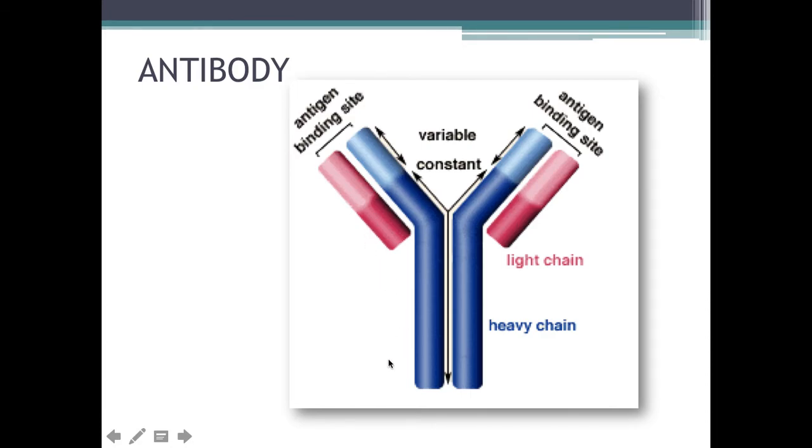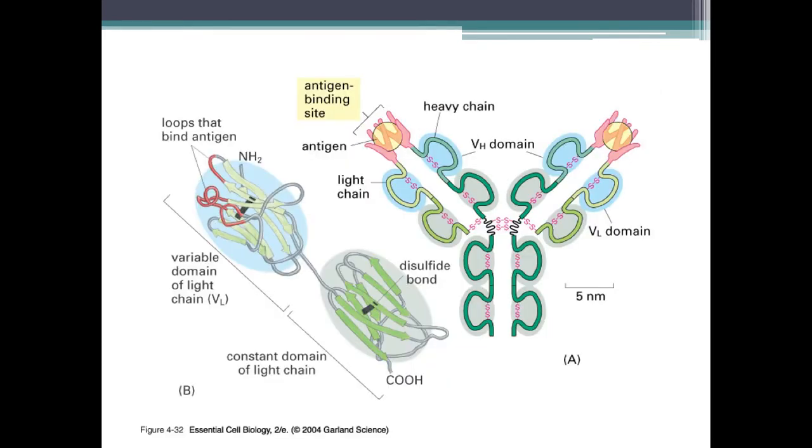These constant regions, as the name implies, are constant, therefore they do not change. Only the variable region of the antibody changes because it is the one which is made to fit into the antigen. But this is just a diagram or an illustration. This one here is a more accurate chemical representation of the antibody.